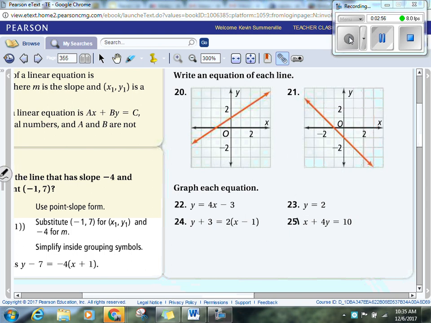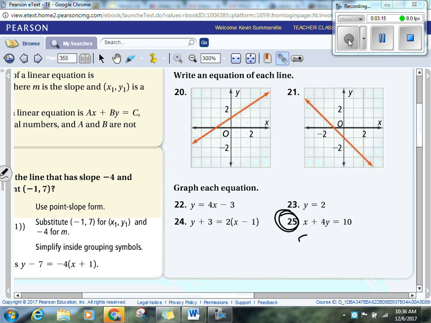So just to get you started for question number 5, I need to find the x and the y-intercept. Wait, what do you mean number 5? 25. All right, take a look at number 25. I need to graph this equation.